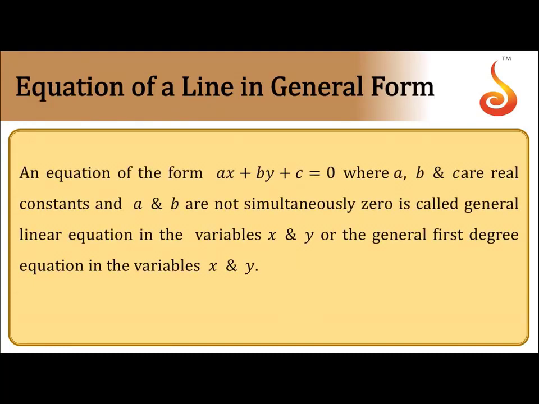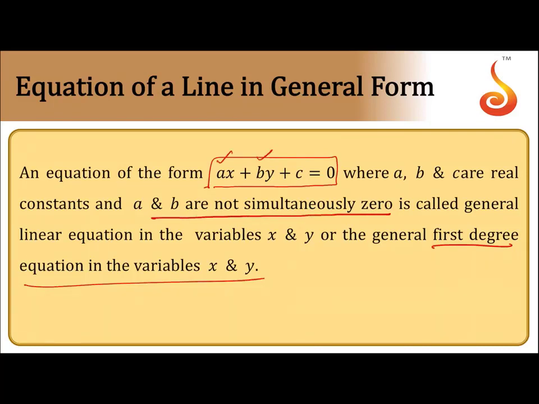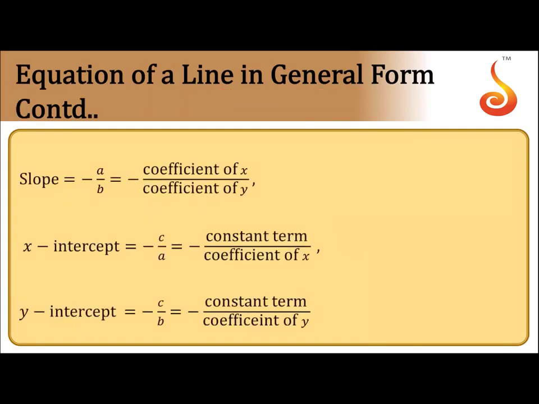Coming to the next one, equation to a line in the general form. A first degree equation in x comma y, that is ax plus by plus c is equal to 0, where at least one of a comma b is not 0, both of them not 0 simultaneously, represents an equation to a straight line in the general form.